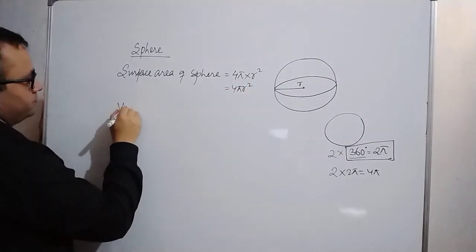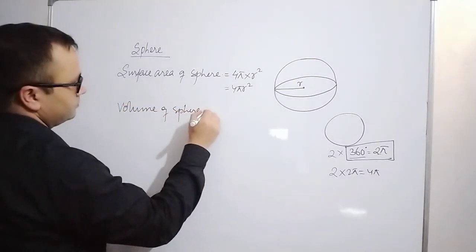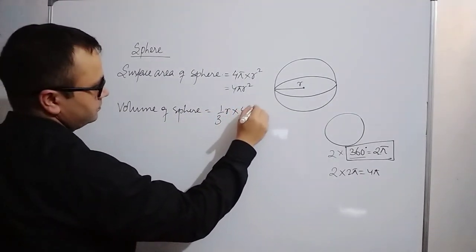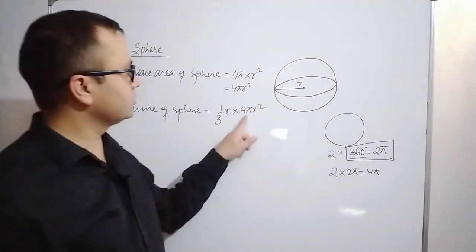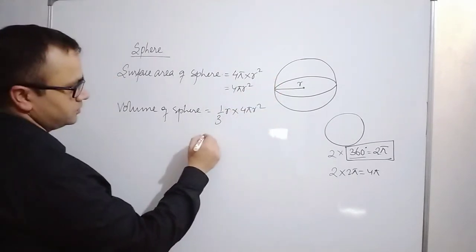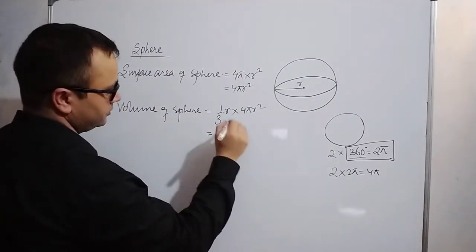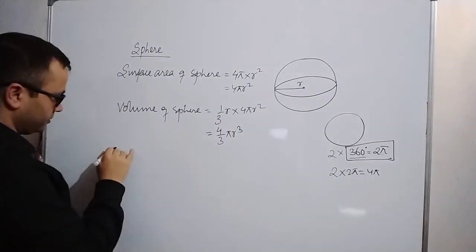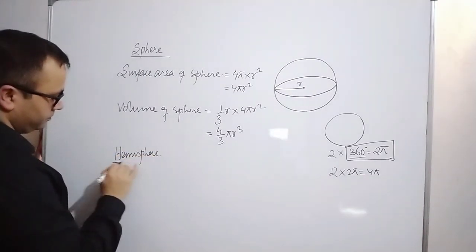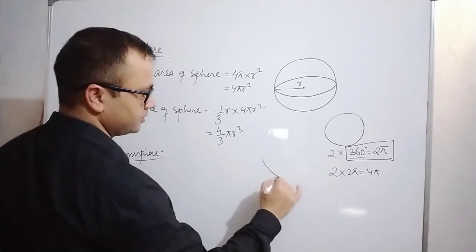So next is volume. Volume of sphere equals to 1/3 of the radius into surface area of the sphere. 1/3 of the radius into surface area of the sphere gives the volume of the sphere. So this equals to 4 by 3 pi r cube. Now next one is hemisphere. Hemisphere is the half of the sphere.